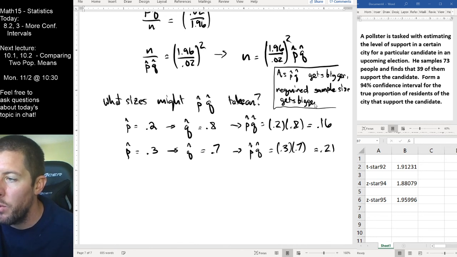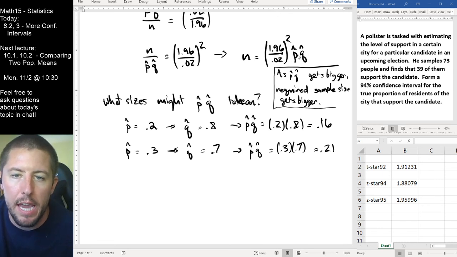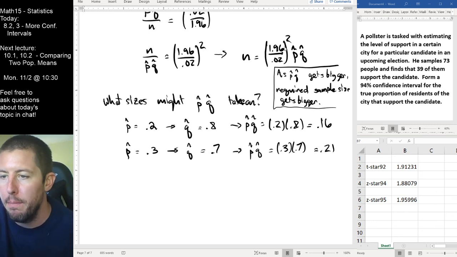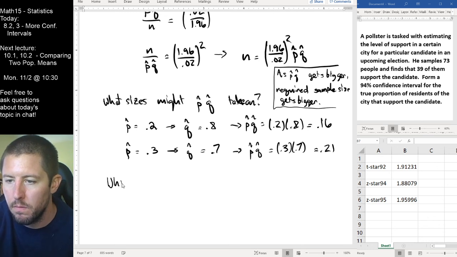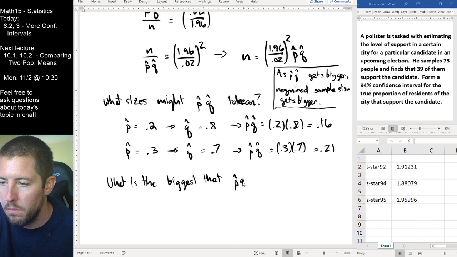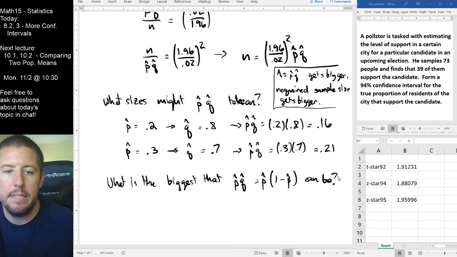So again, we're using this statement in the box as our guiding statement. As the value of this multiplication gets bigger and bigger and bigger, the value of n, the required sample size, is also going to get bigger and bigger and bigger. So maybe our question might be, what's the biggest that p hat q hat could be? And by the way, remember that it's phrased like this. Also, an alternative phrasing is p hat times 1 minus p hat. What's the biggest it can be?